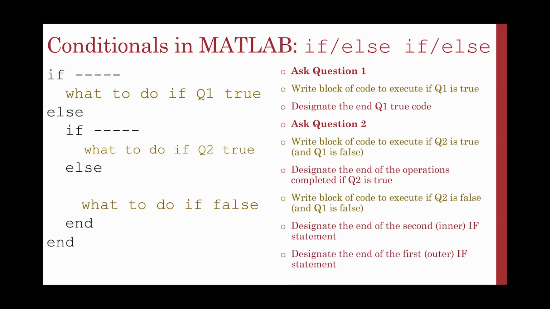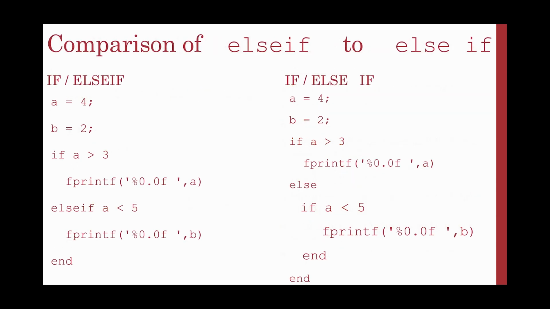So you can do a slightly different form of the if, else, or if, else. We're going to do a comparison of them. We have if, else, if, and if, else, if. So if A is equal to 4 and B is equal to 2, I'm going to ask if A is greater than 3, print my value with 0 decimal places of A. Else if A is less than 5, print my value of B.